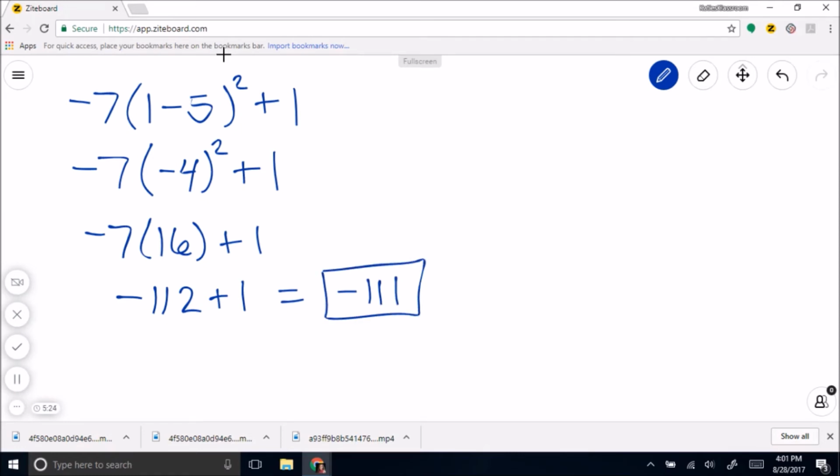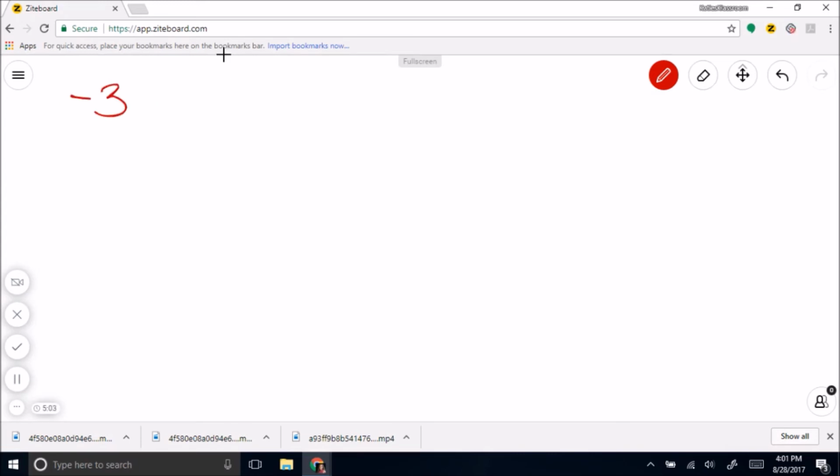Remember that negative numbers are like being in debt. So if I was in debt $112 and I put $1 towards that debt, now I'm only in debt $111. For our third example, we will do negative 3 times 2 minus 4, and all of this divided by negative 6.